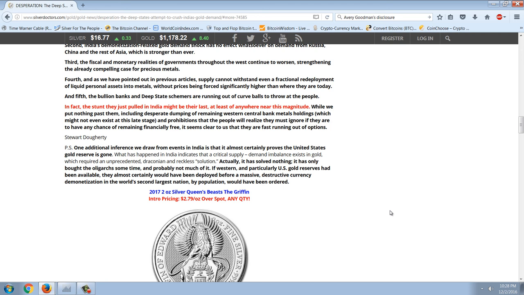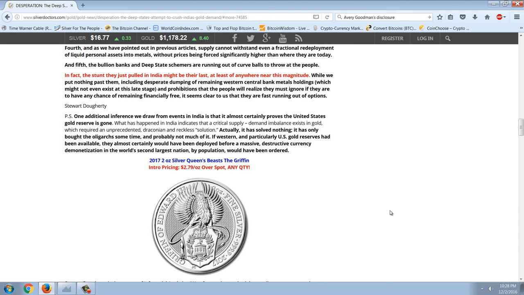While we put nothing past them, including desperate dumping of remaining Western central bank metal holdings, which might not even exist at this late stage, and prohibitions that the people will realize they must ignore if they are to have any chance of remaining financially free, it seems clear to us that they are fast running out of options. Stephen Doherty. P.S. One additional inference we draw from the events in India is that it almost certainly proves the United States gold reserve is gone.